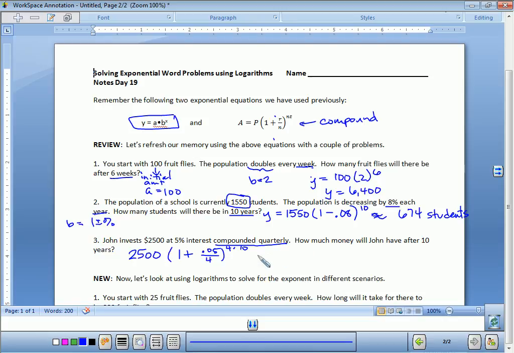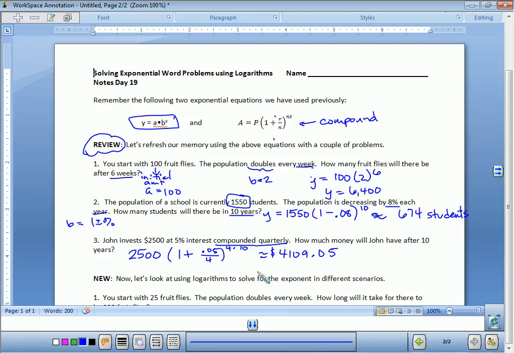Okay, so if we punch this in correctly, John should have about $4,109.05. Okay, so this is all our review. This is what we did at the beginning of this unit.